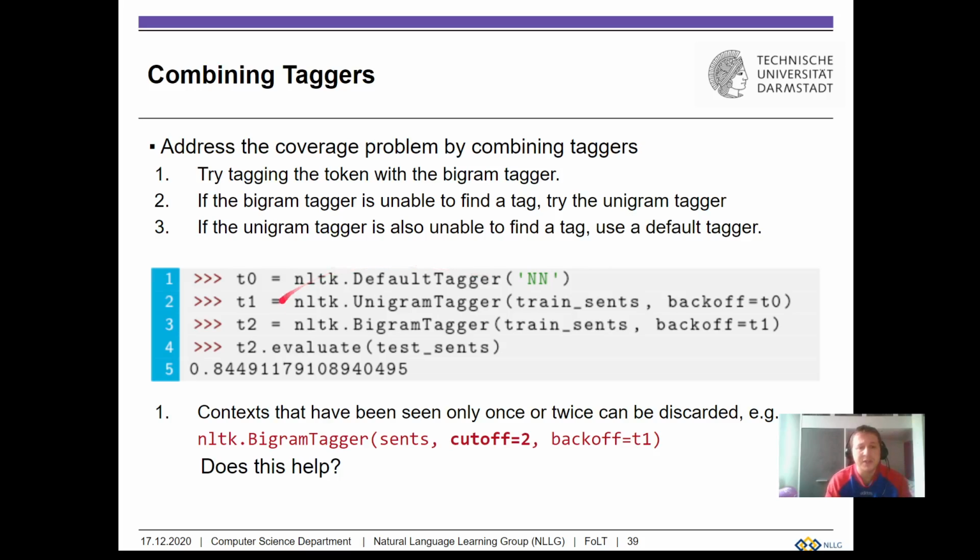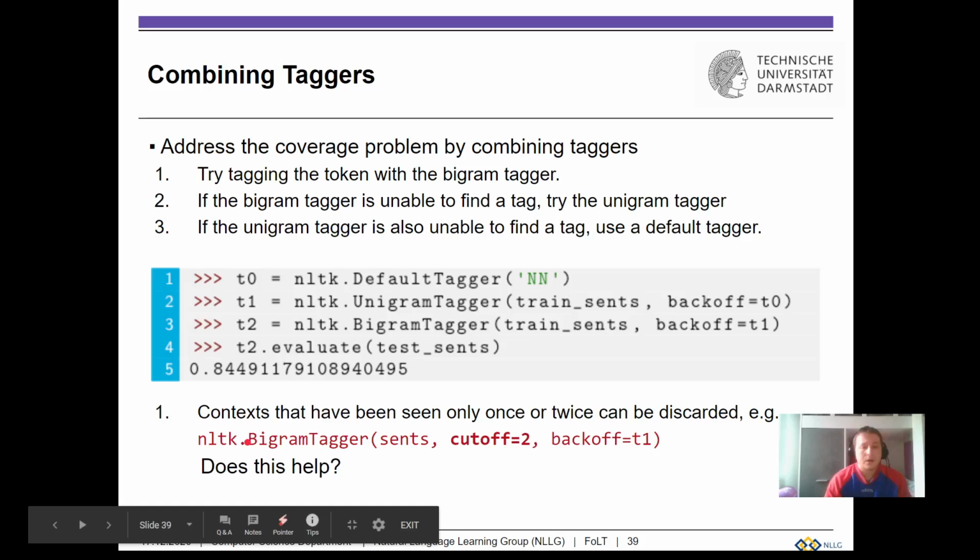Now if we evaluate this new tagger, which is a combination of subsequently less powerful taggers, we see a new performance increase. Namely, we go from 81%, which we had with the unigram tagger, to 84%. And this really tells us that including this bigram tagger and properly including it with a backup strategy helped us to solve some problems that the unigram tagger could not solve. So having context matters.